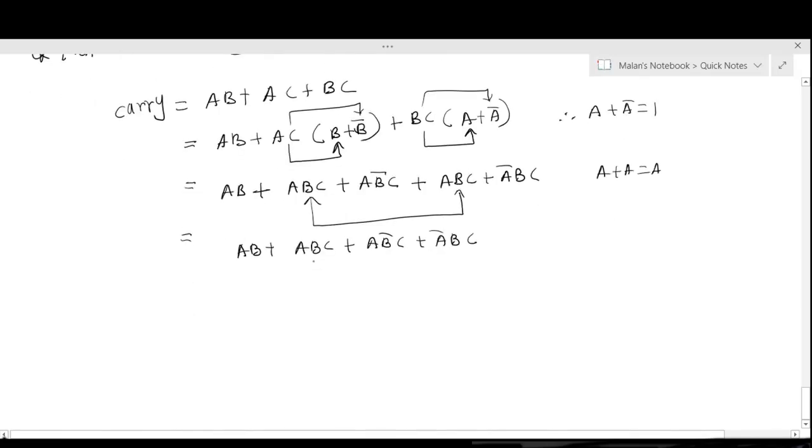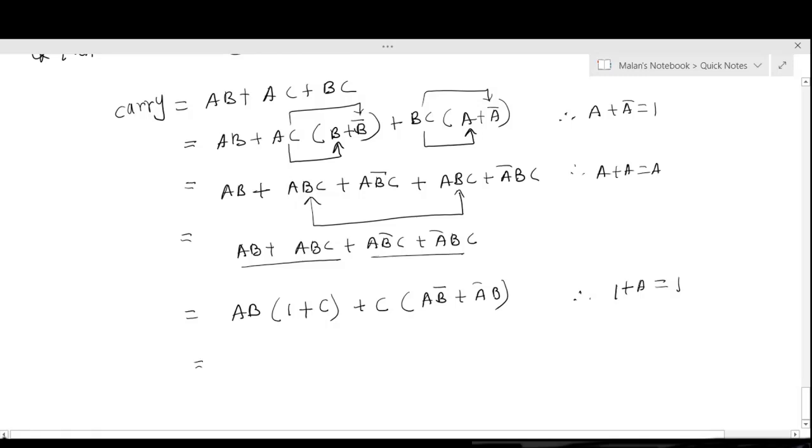From these two terms, I will take AB common, and I am rewriting the expression as AB times (1 plus C). From the other two terms, I am taking C common, giving C times (A plus A bar). Again, we know that 1 plus A is equal to 1. So we are going to write the expression like this: AB plus C.